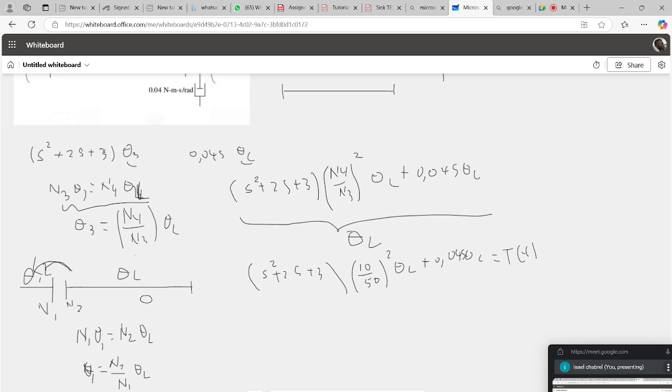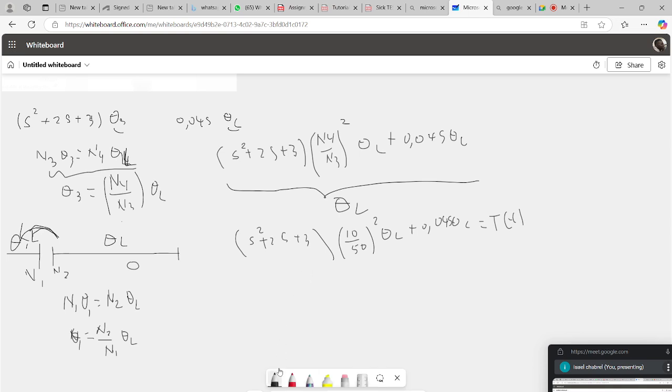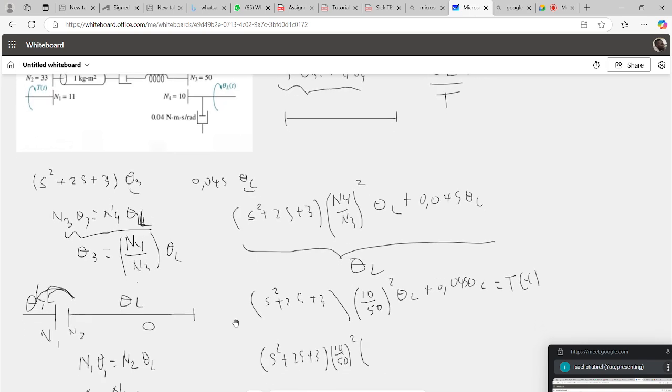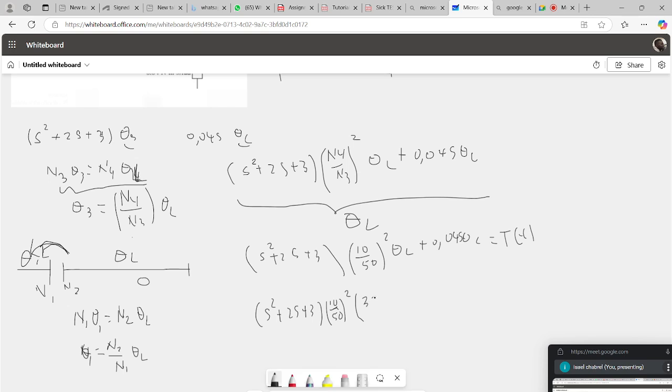But because we are having a shift, something moving into another, we need to apply the rule of square now. So what does that mean? For this expression now, Mr. Kosu, what we're going to have will be s squared plus 2s plus 3, without forgetting the past relation that we had, 10 over 50 squared. Now multiply again, because remember, now you are moving something else in. Now the ratio of speed N2 over N1 squared. What is N2 over N1? 33 over 11 squared, because you still need theta, plus here you're going to have 0.04 s, which now is going to have 33 over 11 squared.